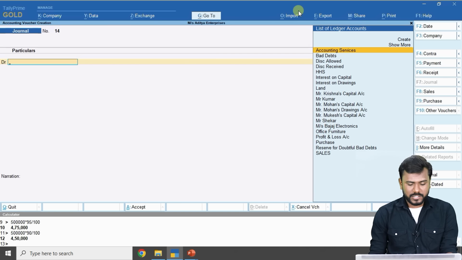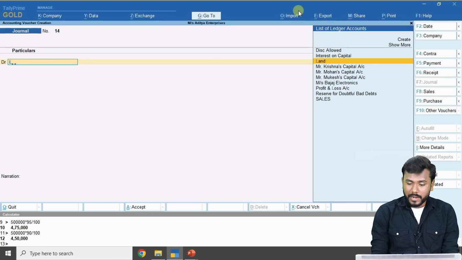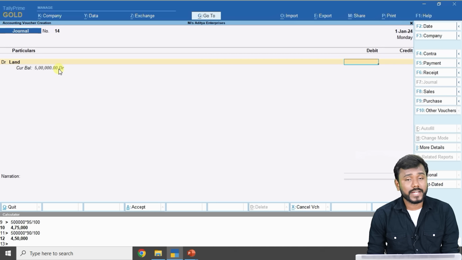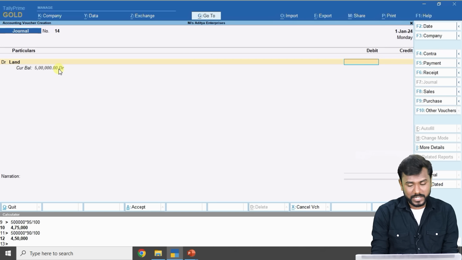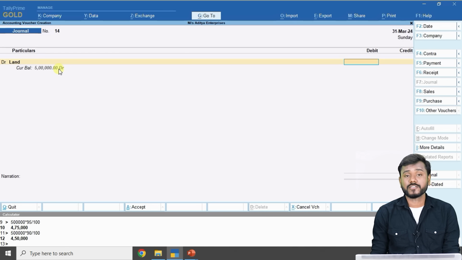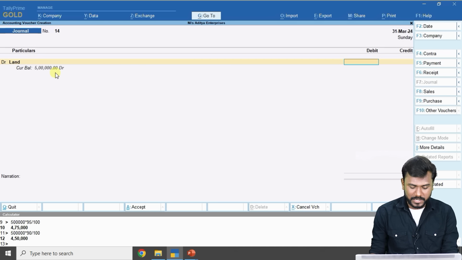Here, consider 12% as the finalized appreciation. Appreciation means an increment of value, 12% per annum. The land value is already showing a debit balance. To increase it, I need to debit once again. I will pass these adjustments on 31st of March to reflect your balance sheet with the actual balances. It is always important to pass the adjustments as on 31st of March to show your accurate balance sheet. Here the land value was 5 lakhs, now increased by how much? 12%. Alt plus C.